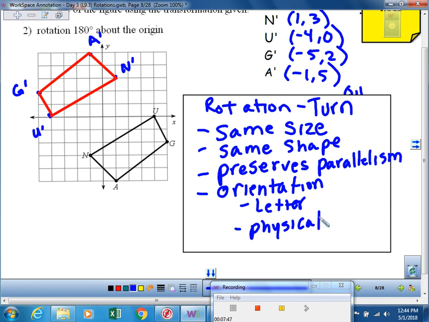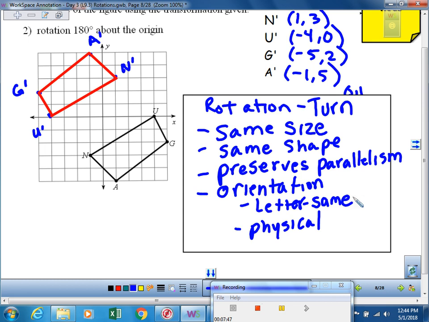So, letter orientation. You just pick a letter and then you go clockwise around that shape. U-G-A-N. And then go to the next one. Is it still U-G-A-N? Yes. So your letter orientation is the same.